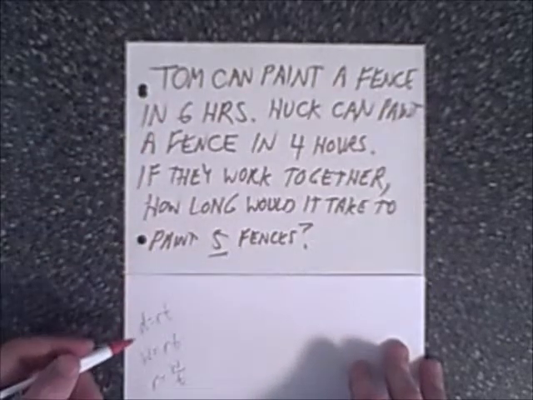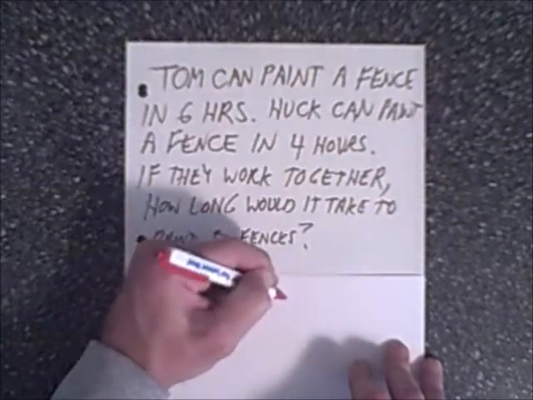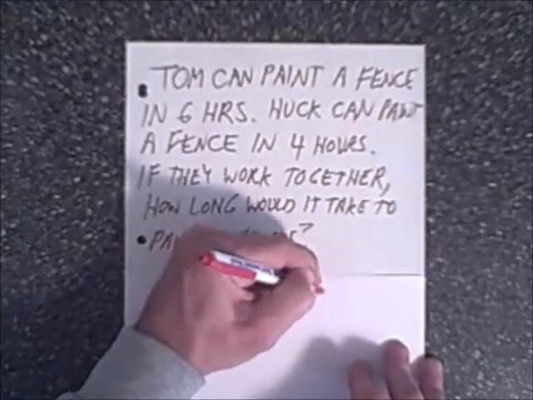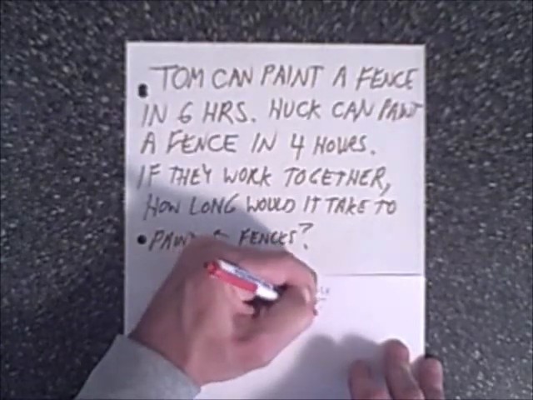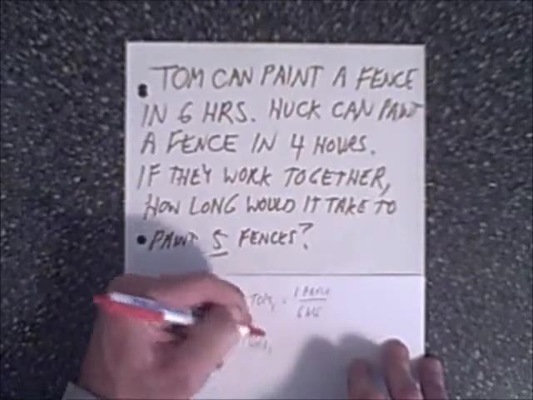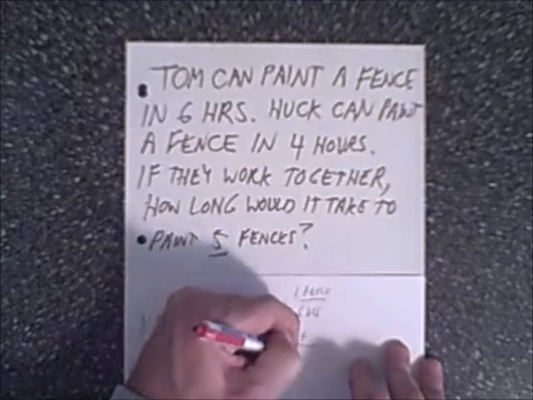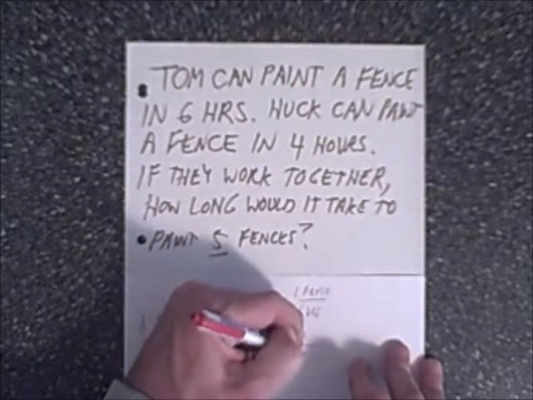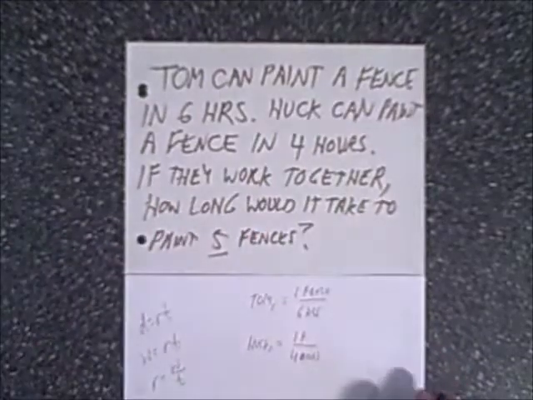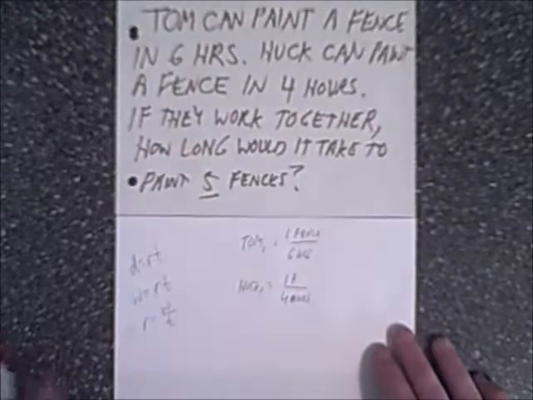The rate for Tom. Okay, so Tom's rate would equal 1 fence per 6 hours. So that's Tom's rate. And then Huck's rate is 1 fence per 4 hours. And if they work together, how long would it take to paint 5 fences? So that's what we need to develop an equation for.